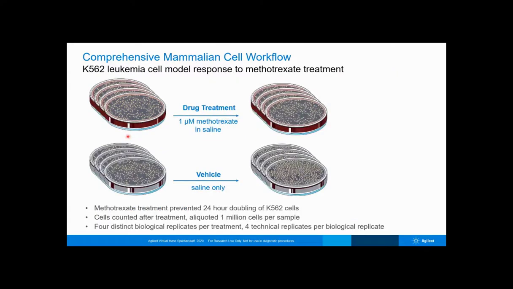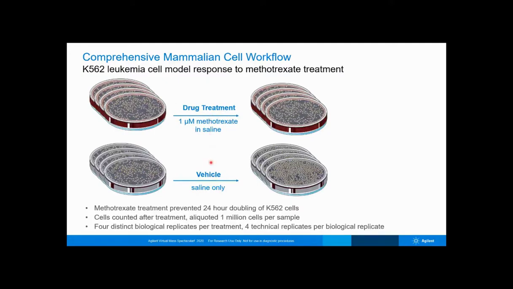To complete the methotrexate treatment of K562 cells, we first divided the cells into 8 separate flasks and grew the cells over 2 splits to make 8 distinct biological replicates. On the day of treatment, cells from each biological replicate were split to a density of 4 × 10⁵ cells per milliliter. Half the replicates were treated with 1 micromolar methotrexate.